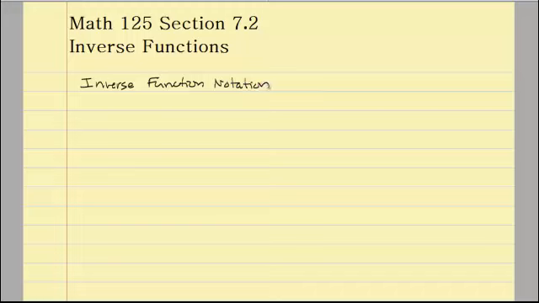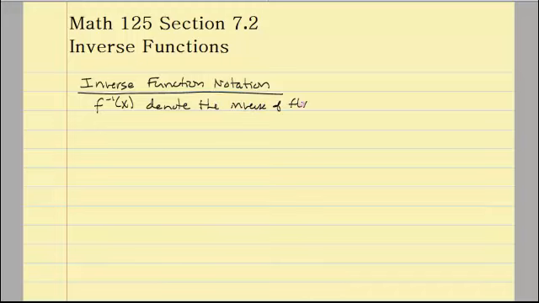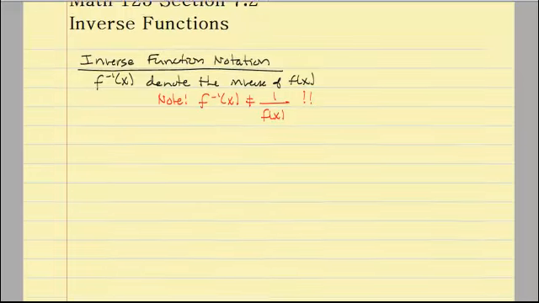So for our inverse function notation, I use the notation f inverse of x to denote the inverse of the function f of x. Now, very important point here. f inverse of x does not mean to reciprocate f of x. So don't do that. f inverse of x does not mean to reciprocate there.